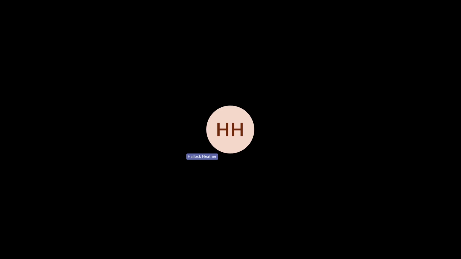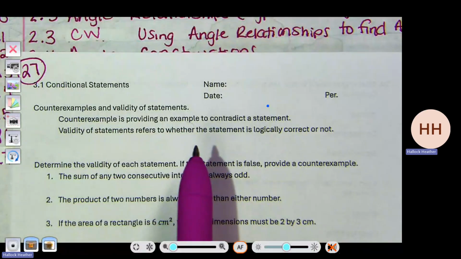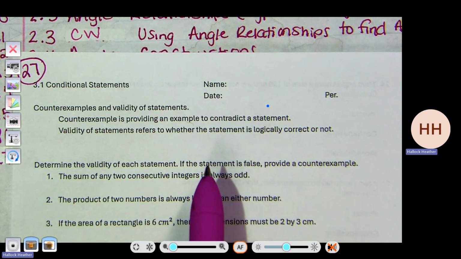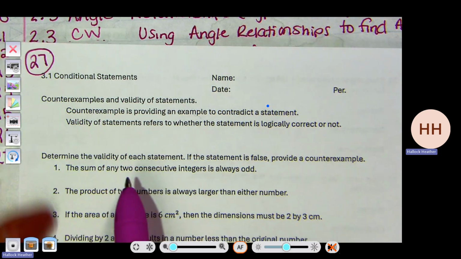And then basically we're talking about counterexamples and validity of statements. To determine if something is valid or not, you're determining if it's true or if it's false. Validity of a statement refers to whether the statement is logically correct or not. If it's false, you need to provide a counterexample of why you are saying it's false. So we're going to go through a couple of these. We're going to skip some as well.